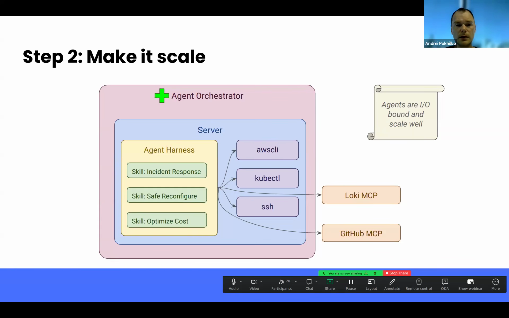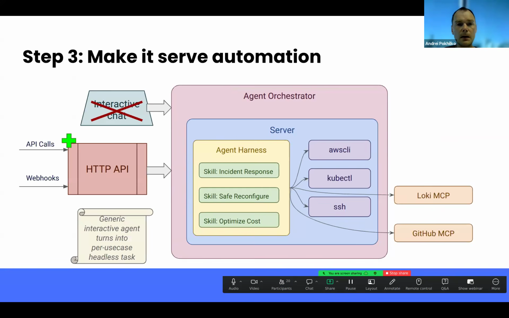So it means that you don't need too much CPU, too much compute to start running dozens and hundreds of agents. And that's the first step.